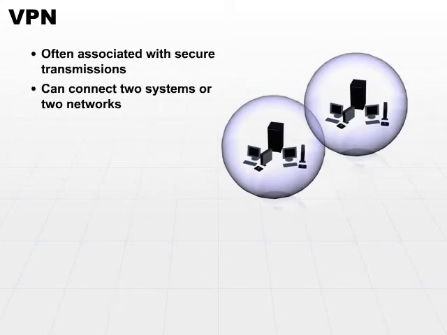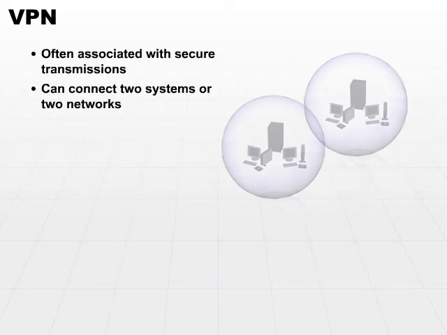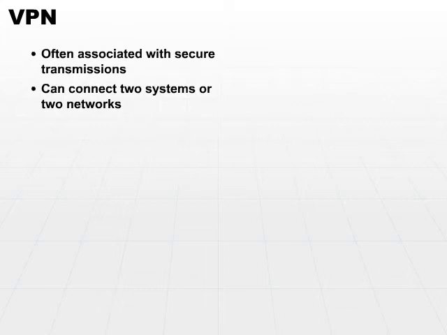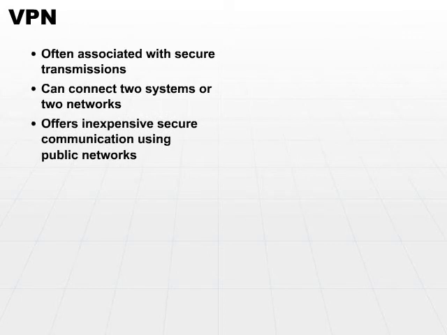The protocols that commonly make up VPNs can operate in one of two different modes to support the two different system or network connections. One of the most compelling reasons to use a VPN is that it offers a very inexpensive secure communication mechanism using existing networks. In fact, the most common VPN implementation is to set up this virtual connection between a remote computer and a corporate computer, using the internet as a transmission channel.